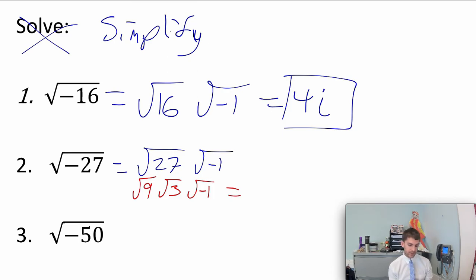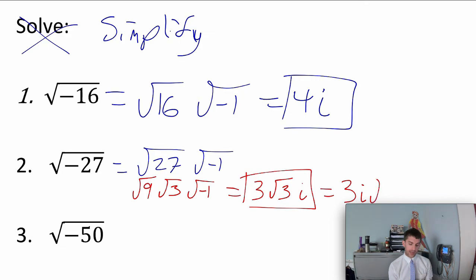Now we know the square root of 9 is 3. The square root of 3 is the square root of 3. That's not any simpler than it was. But the square root of negative 1 is i. So that is one way we can write our answer: 3 root 3 times i. Now typically you'll see it written a little bit differently, just so you don't accidentally put the i underneath the square root. So sometimes you'll see it written as 3i times the square root of 3.